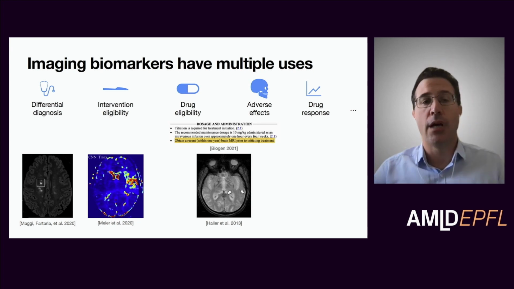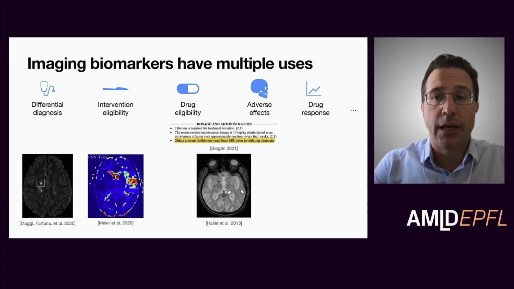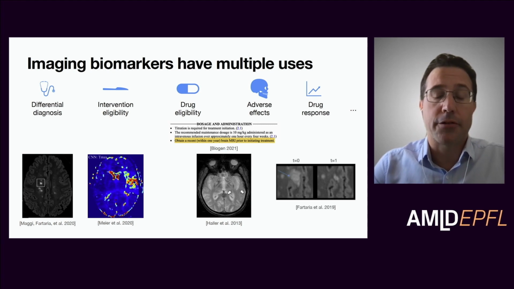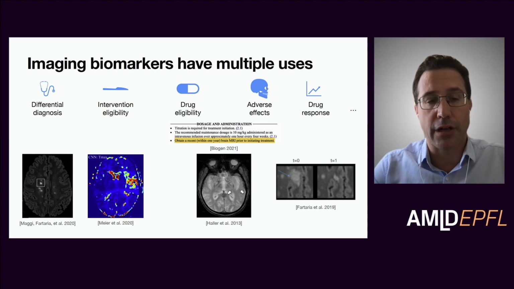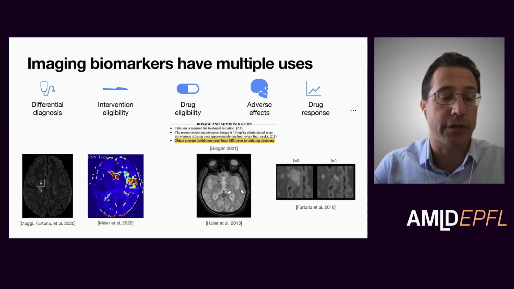Of course, you can also look at the drug response. So in the case of multiple sclerosis, again, if you have longitudinal imaging, like here on the left, you have a lesion at some time, and then after some drug effects, you have this lesion that has become smaller. So in this case, the patient is responding to treatment.